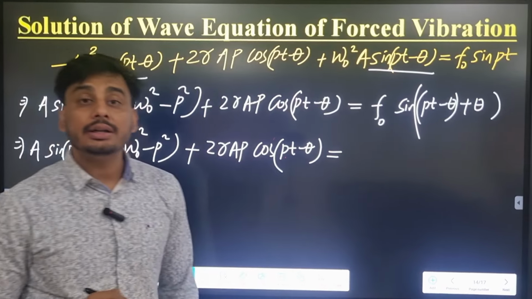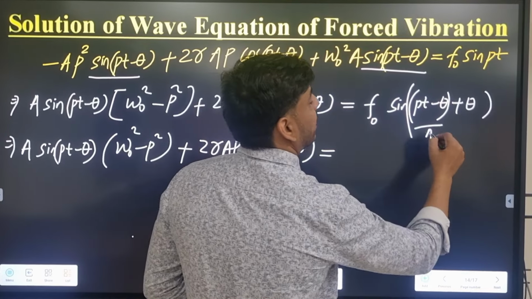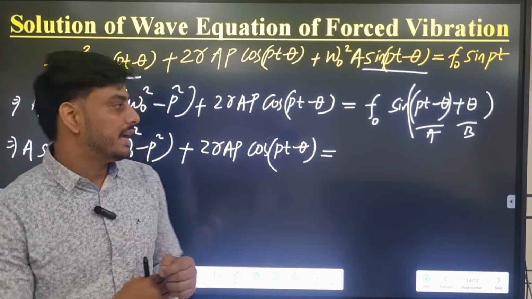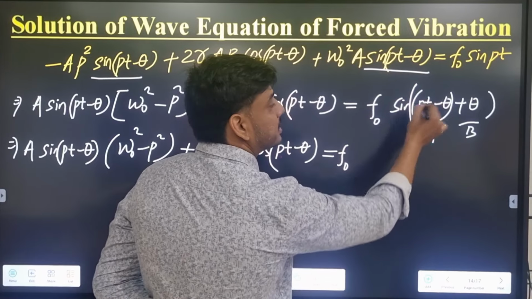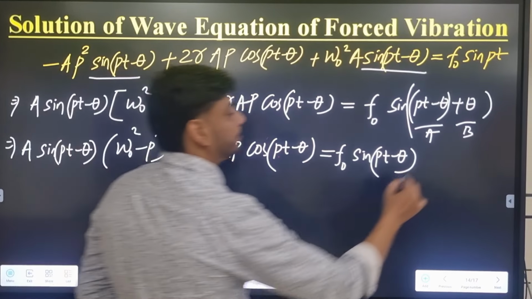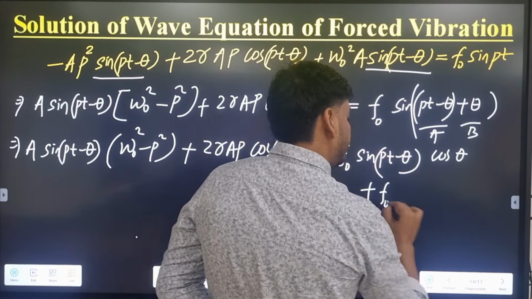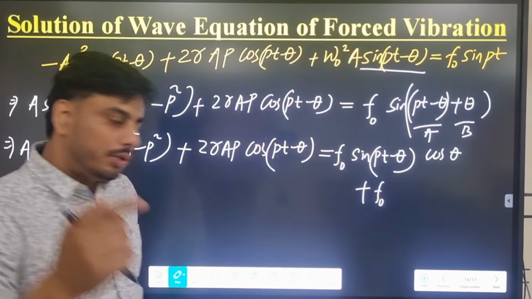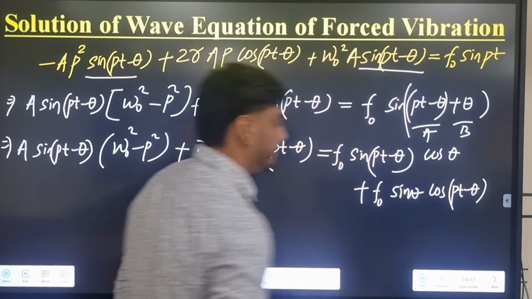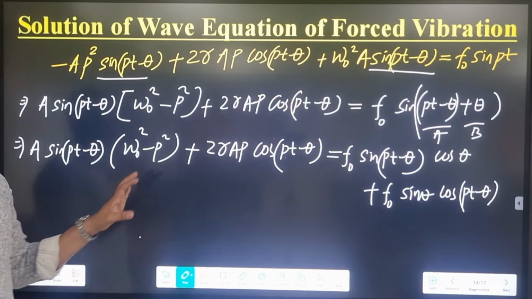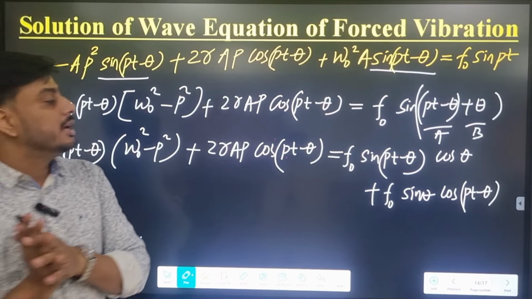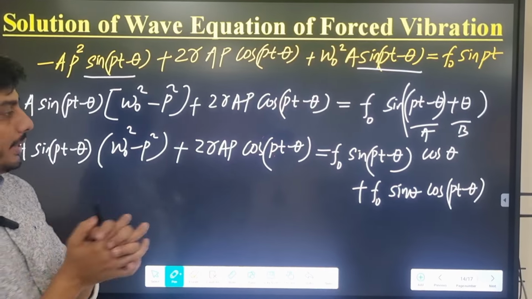On the right hand side we can now use the formula for sine(a plus b). I hope you remember that formula: sine(a plus b) equals sine a cos b plus cos a sine b. F naught is constant, so we get f naught sine(pt minus theta) cos theta, plus f naught sine theta cos(pt minus theta). So now all the terms on the LHS and the RHS are in the form of the angle pt minus theta, where p is the angular frequency of the external periodic force.